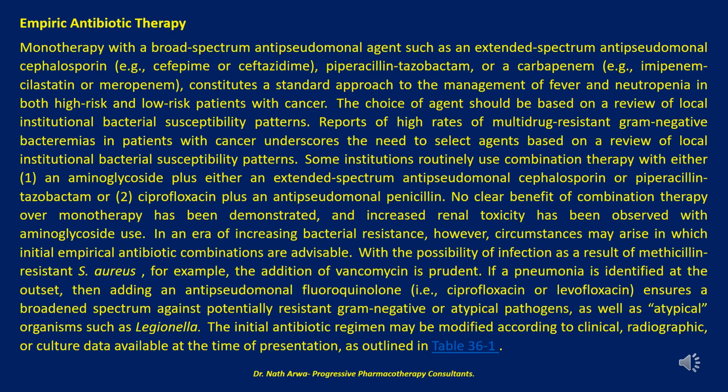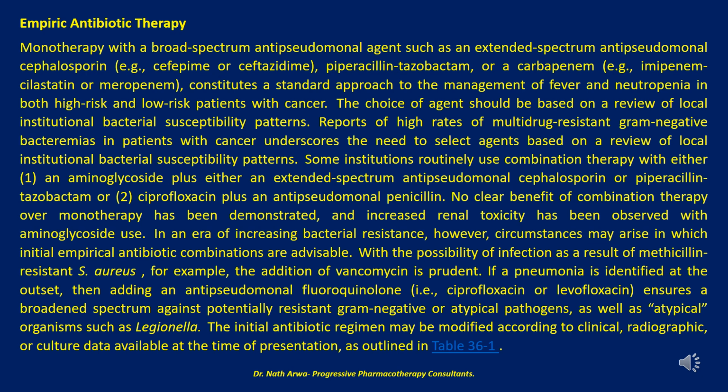We will now discuss empiric antibiotic therapy. Monotherapy with a broad-spectrum anti-pseudomonal agent such as an extended-spectrum anti-pseudomonal cephalosporin, e.g., cefepime or ceftazidime, piperacillin tazobactam, or a carbapenem, e.g., imipenem cilastatin or meropenem, constitutes a standard approach to the management of fever and neutropenia in both high-risk and low-risk patients with cancer. The choice of agent should be based on a review of local institutional bacterial susceptibility patterns.